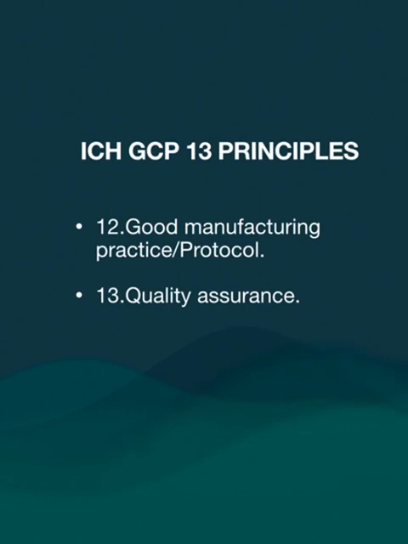And the last, 13th principle is quality assurance. Systems with procedures that assure the quality of every aspect of the trial should be implemented. So this is all about the 13 principles of ICH GCP.